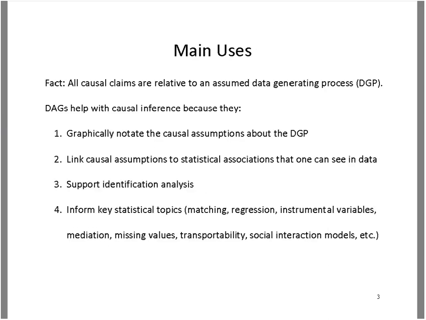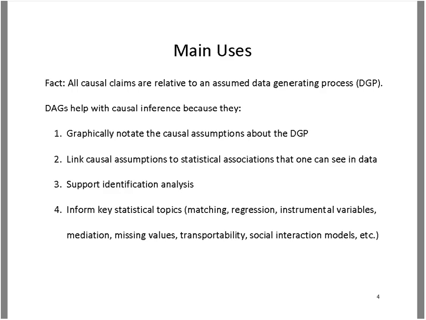So what are they good for? We're going to start with a premise here, and the premise is that all causal claims about reality, all causal claims that we draw from data about reality are relative to an assumed data-generating process. That is, they're relative to our theory of how the world has generated the data. This is a fact. Now, DAGs help with causal inference in four ways. They help with causal inference because, first of all, DAGs graphically notate the causal assumptions about the data-generating process that all of our causal statements are relative to.